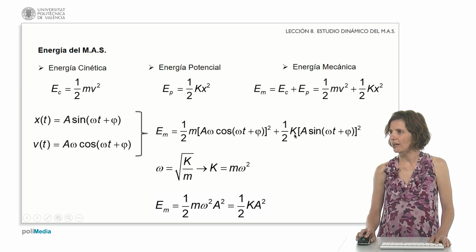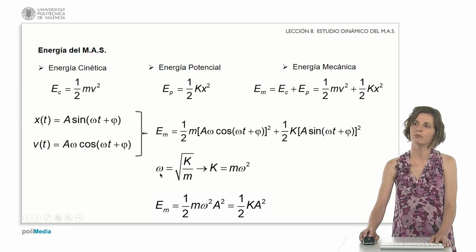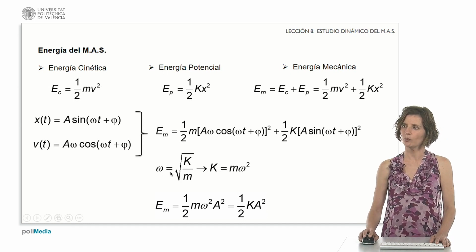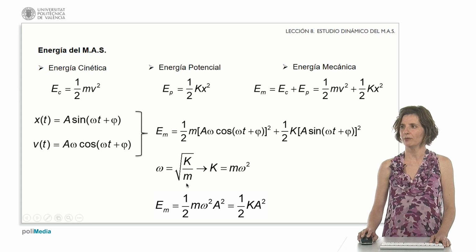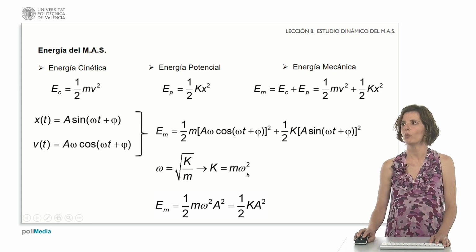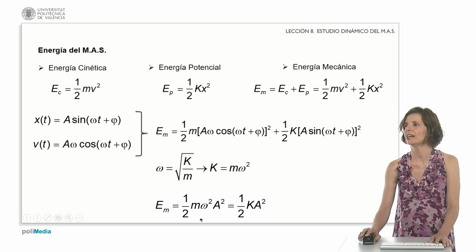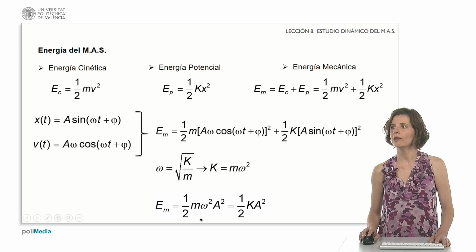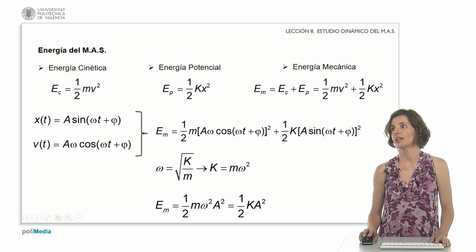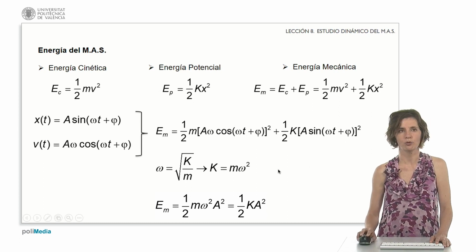If we also substitute k for its value, we just saw that the pulsation has to be equal to the square root of k divided by m, and from there you can solve that k is equal to the mass times the pulsation squared. We substitute that in there, and you could then take out, as a common factor, 1/2 of the mass times the pulsation squared and the amplitude squared. We would then be left with cosine squared of (omega t plus phi) plus sine squared of (omega t plus phi), which is 1.